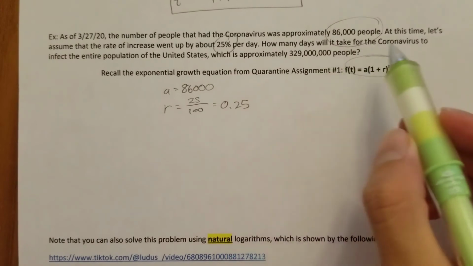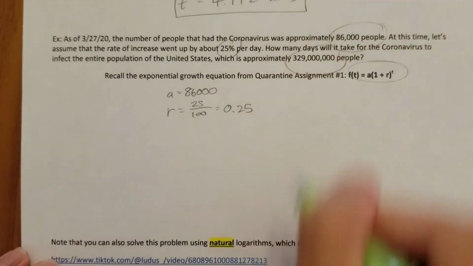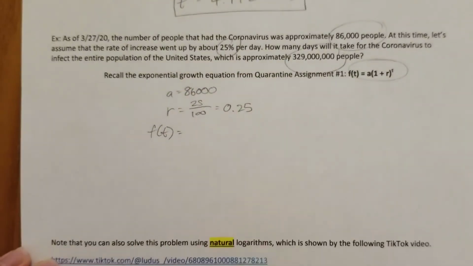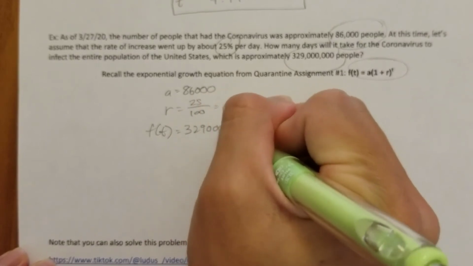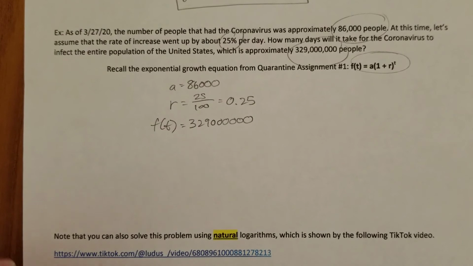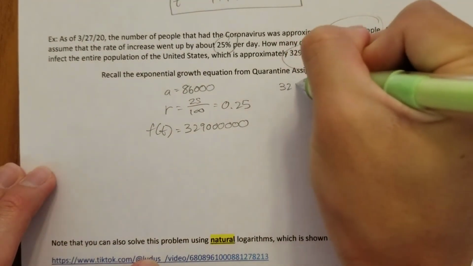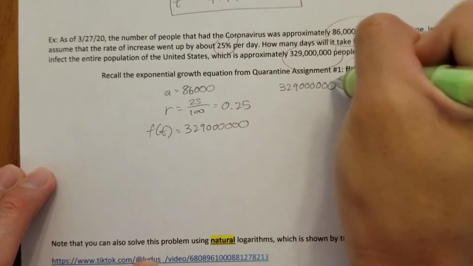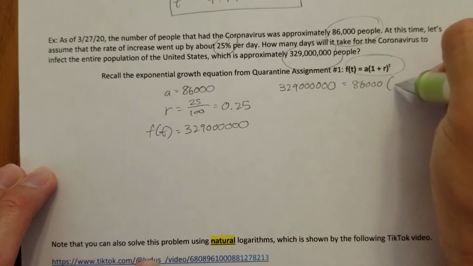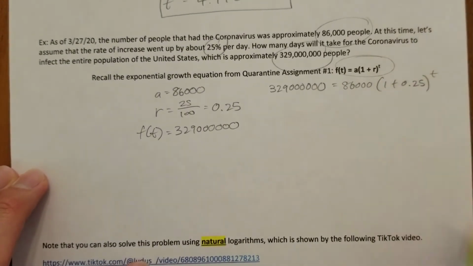And we're trying to figure out how many days it takes for the coronavirus to infect the entire population. This is our output, this is f of t. f of t equals 329 million people. Okay, so what we're going to do is substitute all these things that we know into an expression. So 329 million equals 86,000 times 1 plus 0.25 raised to t.